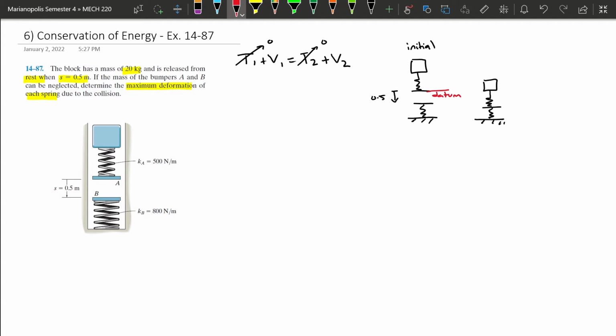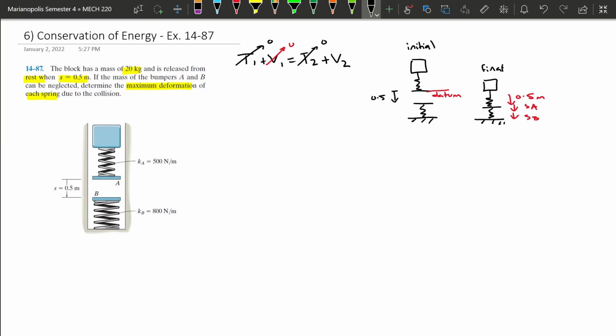So I'm going to choose this to be the datum. If I choose that to be my datum, I know that initially my V1 is going to be 0. Then if this compresses, in my final position I'm going to have the 0.5 meters from S, the compression of the top spring, and the compression of the bottom spring. So let's call those SA and SB.